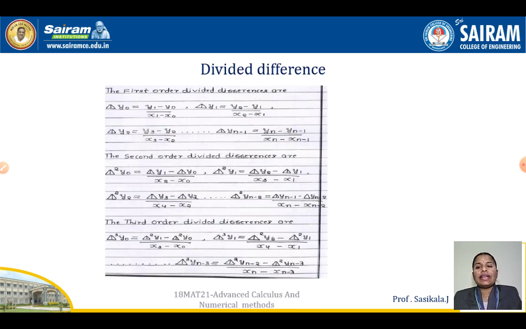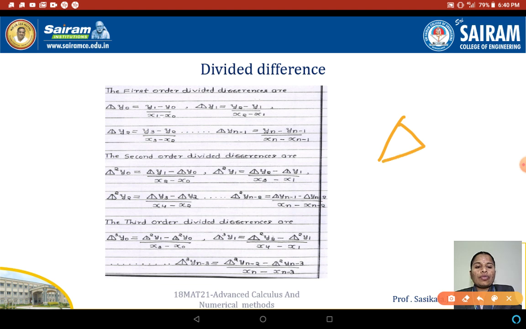So, the difference table will change from Newton's forward and backward. Here we are going to consider the x values also, since the x values will have unequal intervals. The first difference, which we saw as forward and backward, is called the divided difference, and we use the divided difference notation like this.